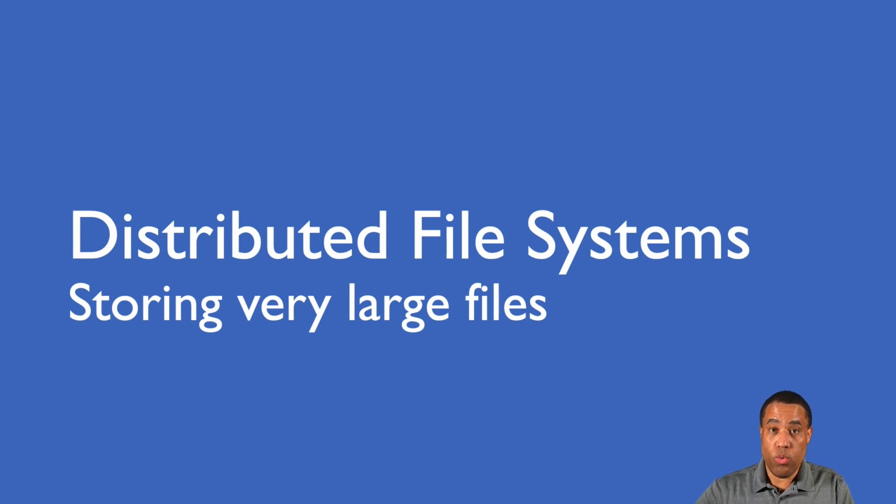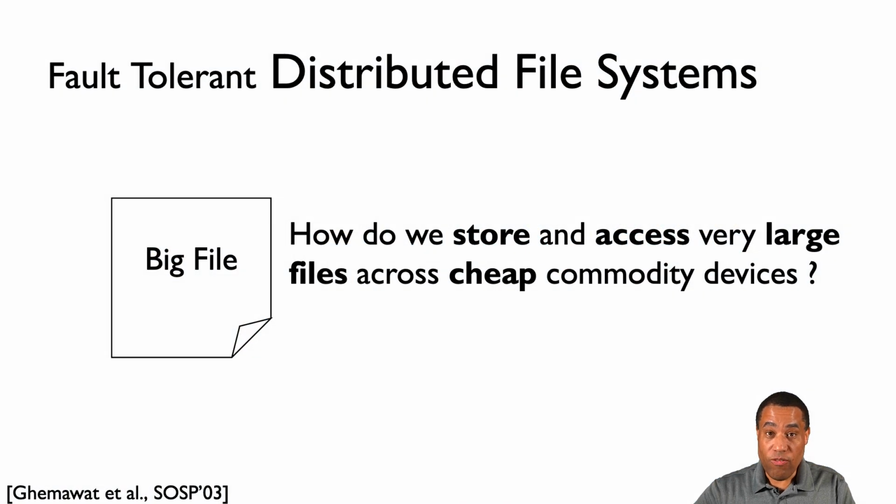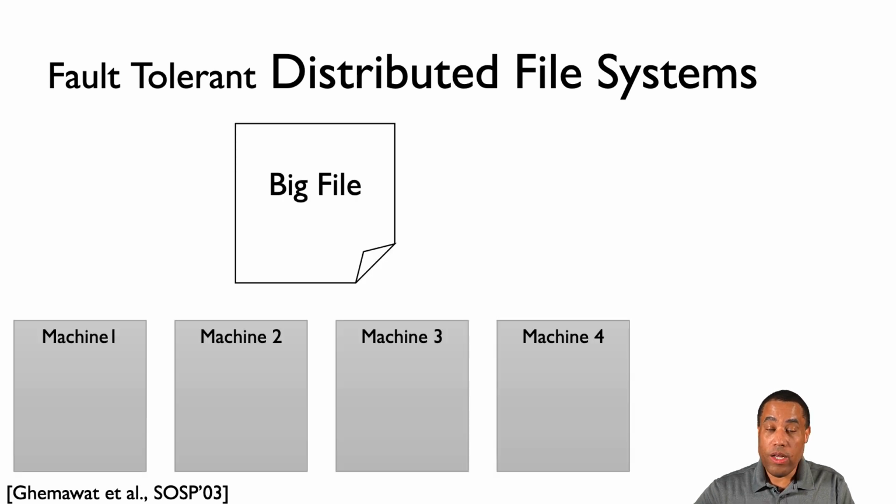Now that we know the requirements for our distributed file system, we can look at an approach for storing very large files. So our file system has to be fault tolerant. And so we want to look at how we can store and access very large files using cheap commodity devices. And the fact that they're cheap and commodity means we have to have fault tolerance. So an approach that was developed at Google by Sanjay Ghemawat and published in SOSP 2003 is the following.